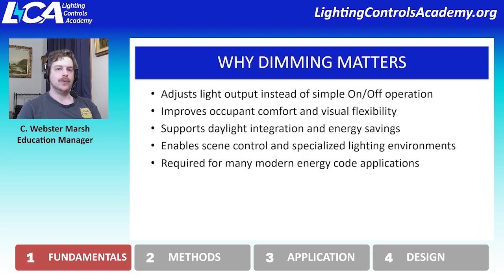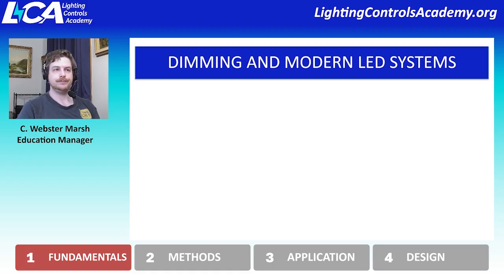Finally, we are also seeing that energy code really does require dimming. And so more modern energy codes are starting to become more and more strict about what that means and how we're controlling for it. And so by having dimming, we are also meeting those code requirements.